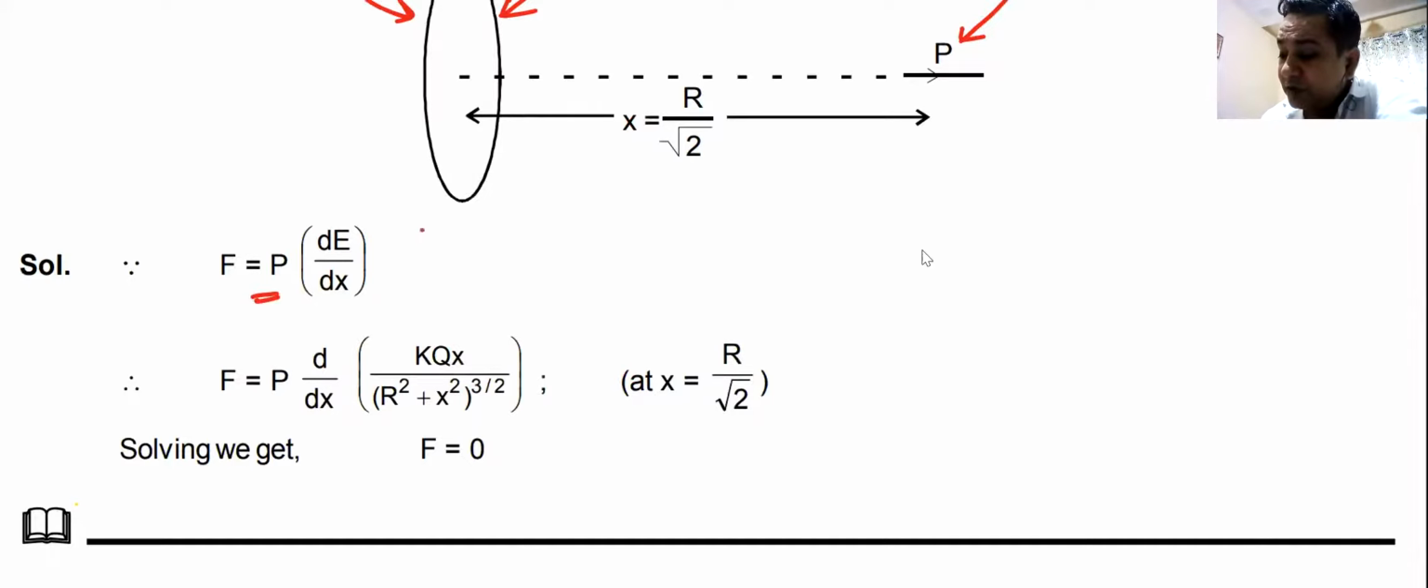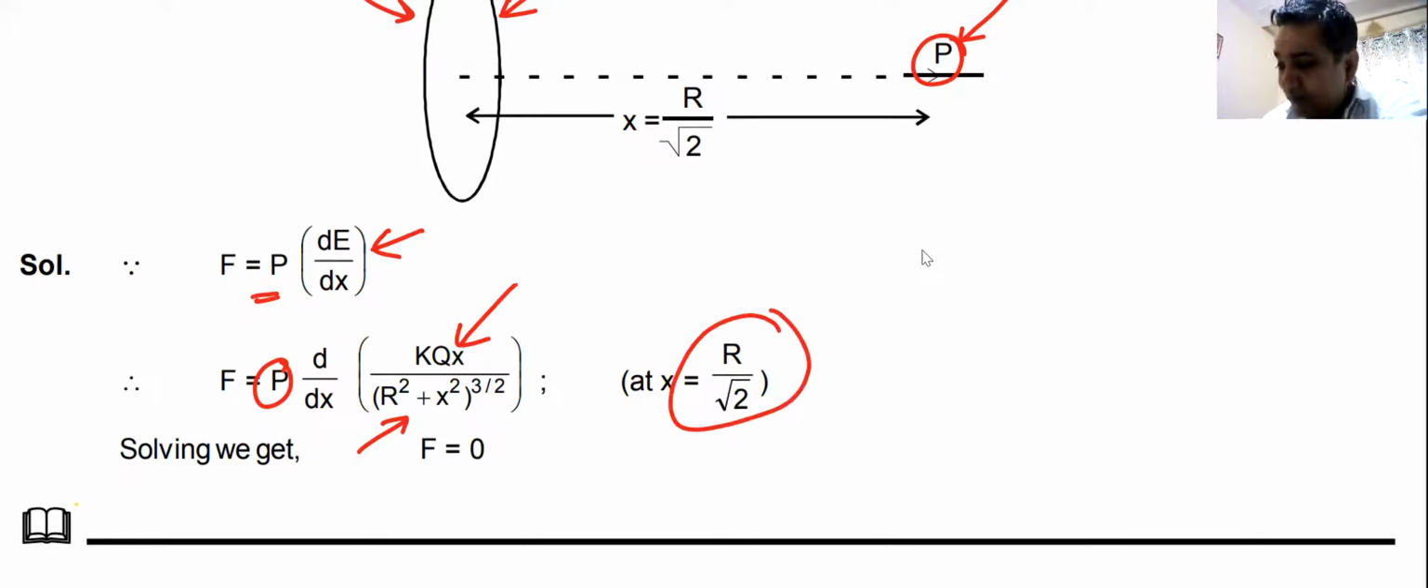So it is P into dE by dx. P is the dipole moment. It's already given to you. You have to find the derivative of this with respect to x and put the value of x as r by root 2. If you get the answer as 0, the force acting on this dipole is 0. In this case, we are getting the answer as 0. That is why the answer is 0.